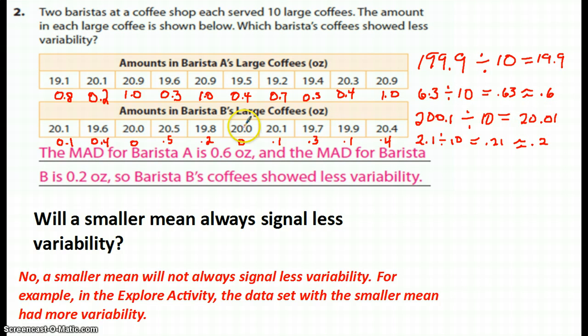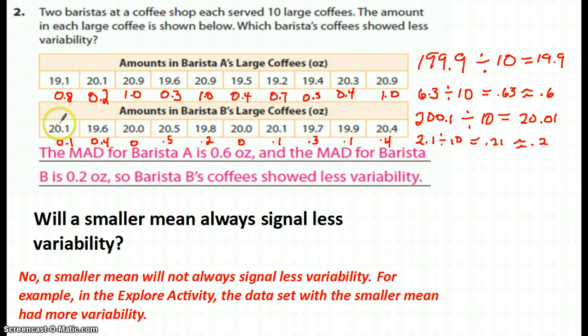So now it asks us to find the actual MAD. So in order to do that, then we go ahead and subtract. So I actually use 19.9 and subtract. I got 0.8, 0.2, 1.0, 0.3, 1.0, 0.4, 0.7, 0.5, 0.4, and 1.0. When I added those up, I got 6.3 divided by 10. I got 0.63. I round that to the nearest tenth, and I got 0.6, which is what the actual author said that they got.